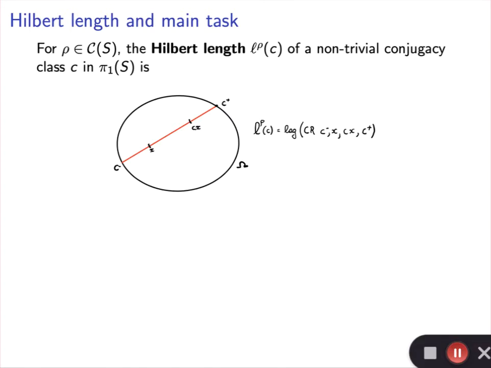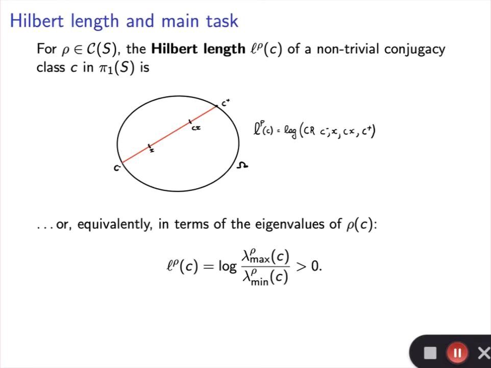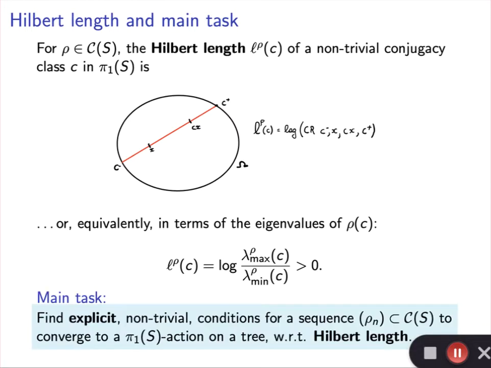Another way, which is more algebraic, is that a group element defines a matrix, and we can take the eigenvalues. It turns out that these eigenvalues are distinct. So the Hilbert length is going to be the logarithm of the ratio between the highest eigenvalue and the smallest eigenvalue of this matrix. And so maybe to rephrase, the goal of this talk is to try to find explicit non-trivial conditions for a sequence of convex projective structures so that the limiting object is a pi1 action on a tree, but this time with respect to the Hilbert length.